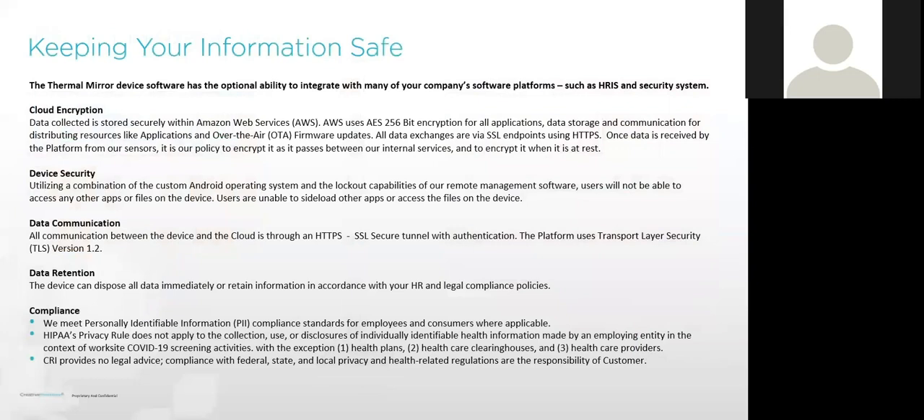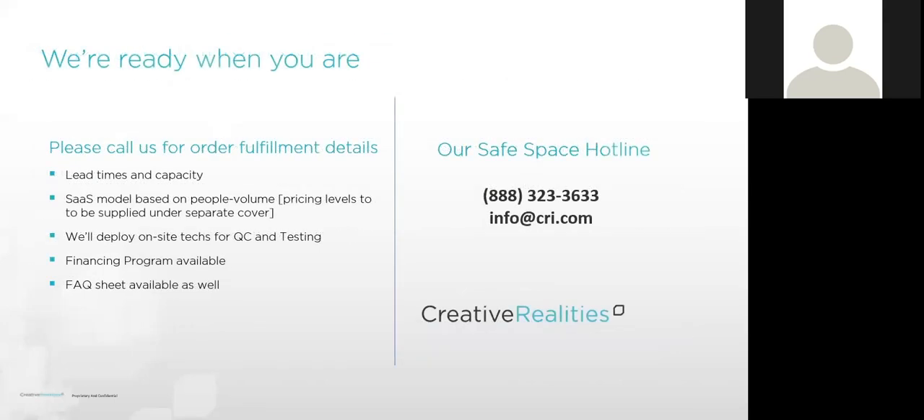Finally, this is some information on our AWS cloud support services. Our cloud is on AWS here in the United States. It happens to be in what's called the East Lake server farm. All the data is 256-bit encrypted. And the communication between the device and the cloud uses SSL secure tunnel authentication, using TLS version 1.2. So very secure in its connectivity as it transitions the data to the cloud.